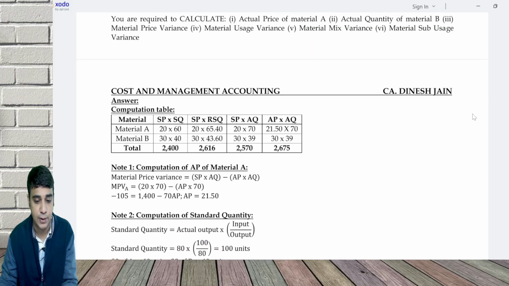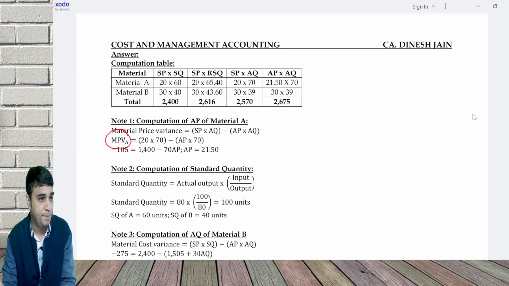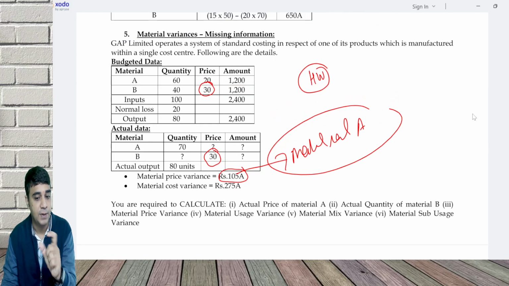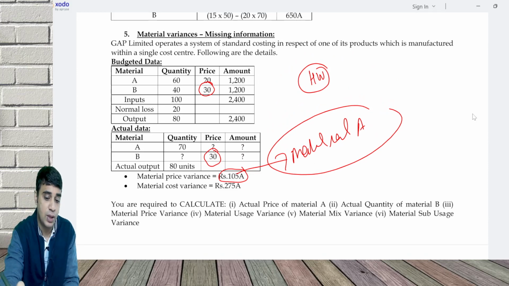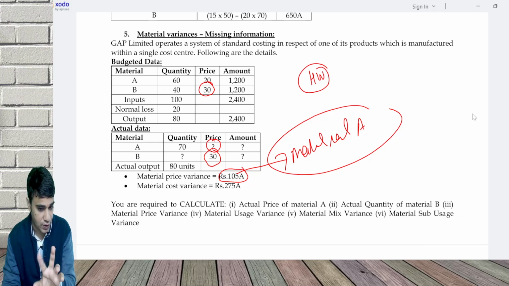So if you see in the solution, material price variance MPVA, MPVB is not written because it is 0. It is 0 because both the standard price and the actual price are the same. That's just a tricky adjustment, or a slightly different adjustment, in the question. Once you do that, when you use your material price variance, you will get the actual price of material A, and that question mark will get over. 2 question marks will be done.